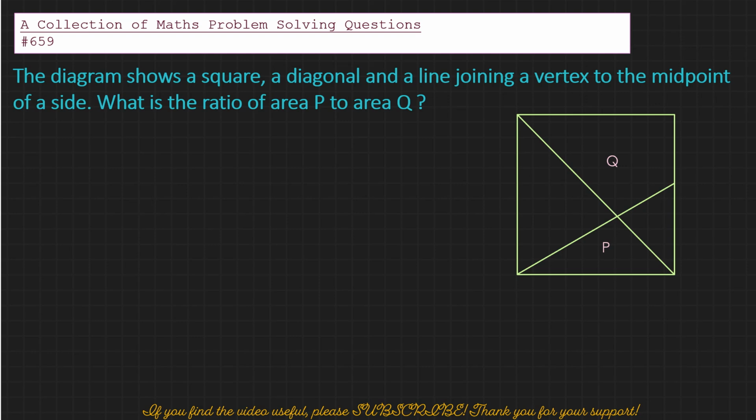The diagram shows a square, a diagonal, and a line joining a vertex to the midpoint of a side. What is the ratio of the area P to area Q? So area P is this, and area Q is this.